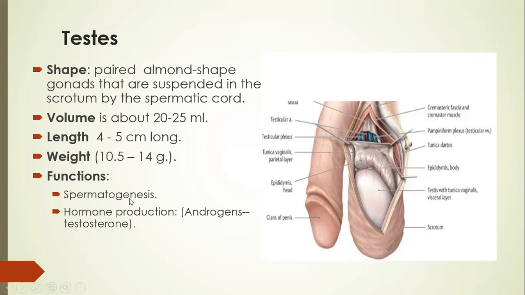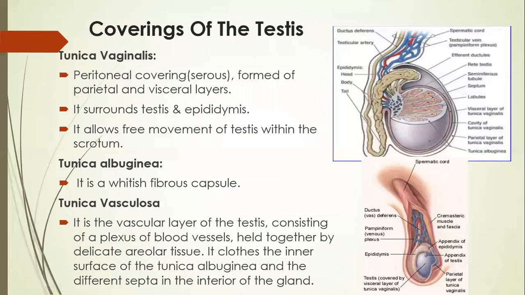The function is very important. This is the main site for spermatogenesis, production of sperms. Along with this, it also produces a hormone called testosterone or androgen. This testosterone will give the male features to the male. It is secreted by the same testis. So spermatogenesis is one function, and the second function is testosterone.